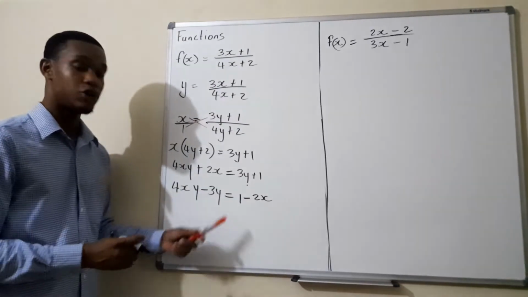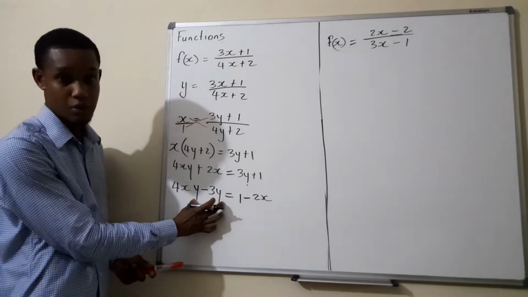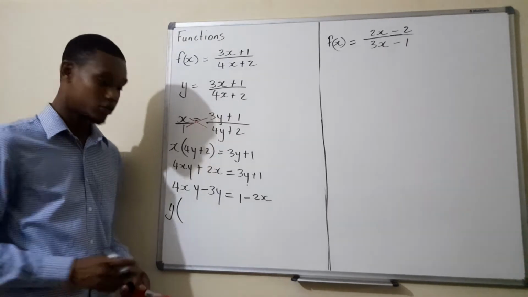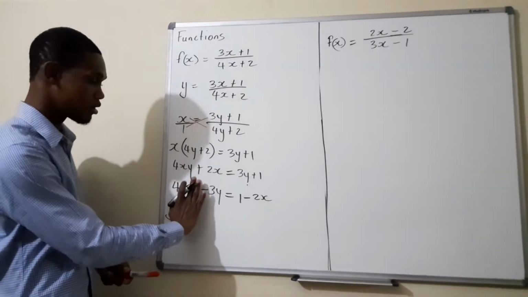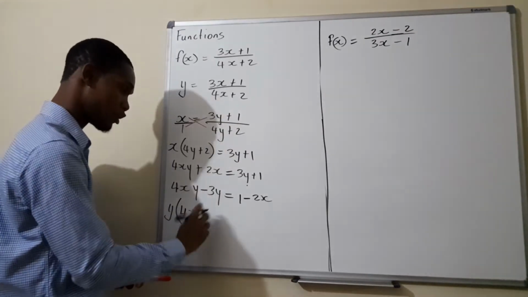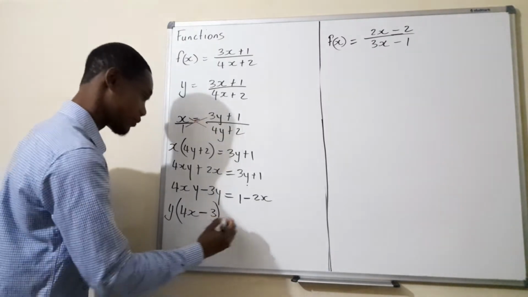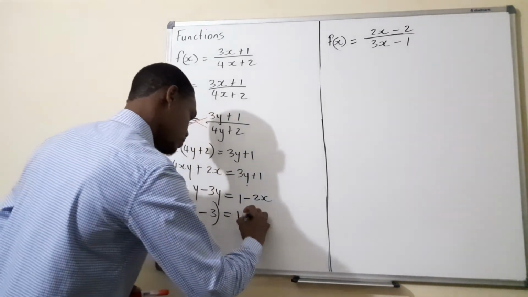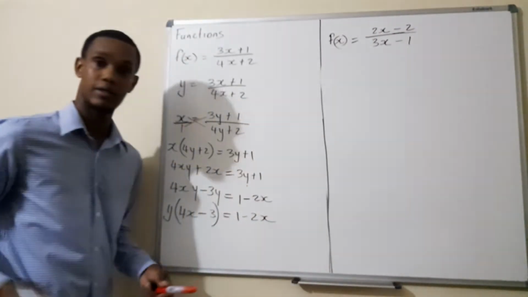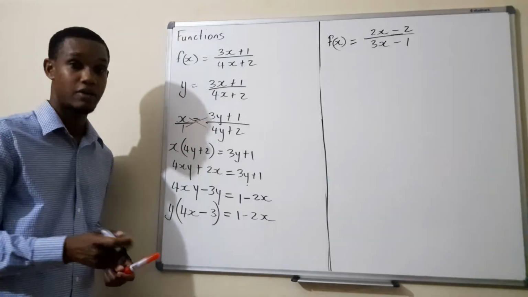Now on this side, you're going to factorize. Because the y's are common between both terms, you'll put the y on the outside. Close bracket. Whatever is left when you take off the y, you'll write that on the inside, so that's 4x. Put back your minus sign, take off the y, you are only left with 3. Equals 1 minus 2x.